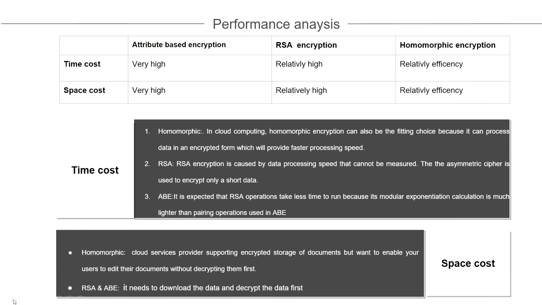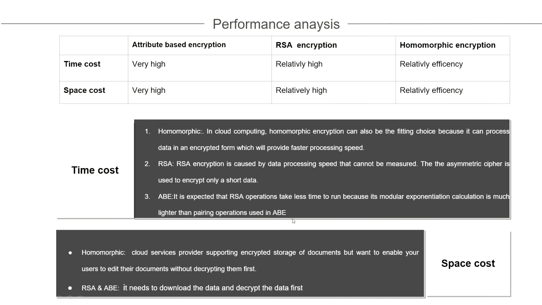Perhaps cost and space complexity are always the disadvantage of cryptography. Compared with others, homomorphic encryption is still a good choice based on cost and space analysis. While RSA's data processing speed cannot be precisely measured, RSA still takes less time to run compared with ABE, because its modular exponentiation calculations are much lighter than the pairing operations used in ABE.